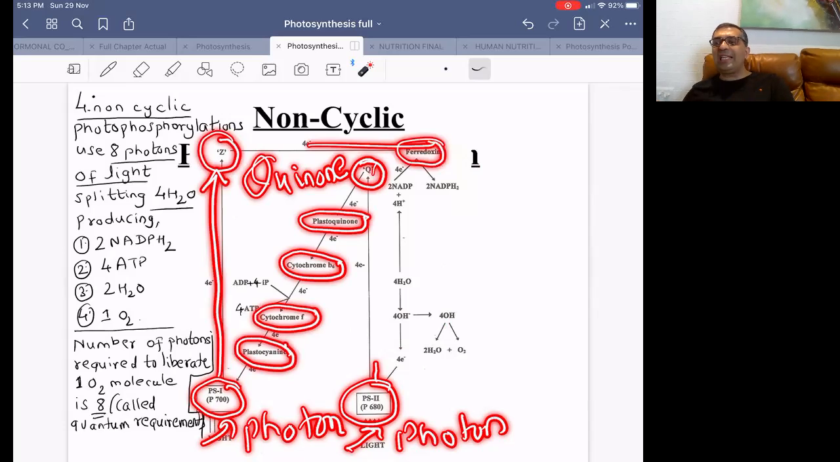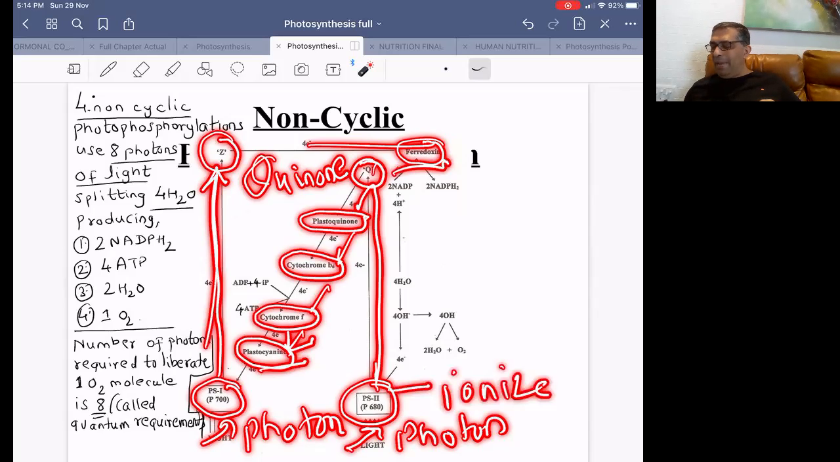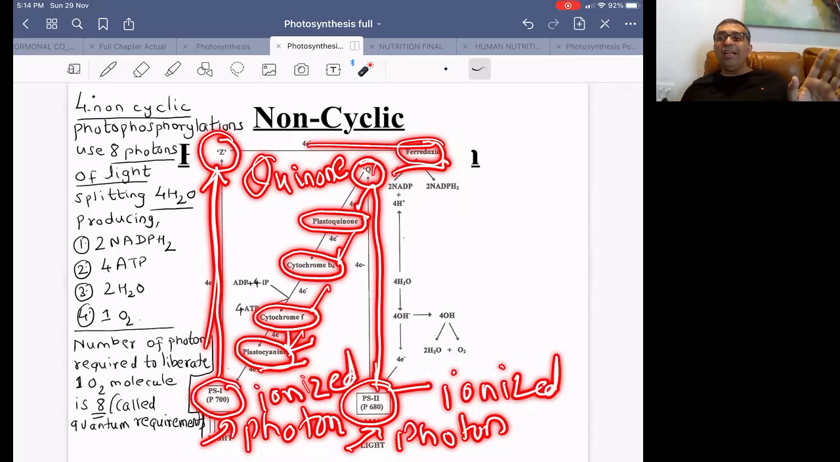So, अगर हम लोग pause करते हैं, PS2 का electron has gone to plastocyanine. तो PS2 का इलेक्ट्रॉन किसके पास है? प्लास्टोसियानिन के पास. और PS1 का इलेक्ट्रॉन किसके पास है? फेरिडॉक्सिन के पास. और पॉज को वापस प्ले करते हैं. Now PS2 on losing electron is ionized. PS1 on losing electron is ionized. And both PS2 and PS1 are not in ground state, they are in ionized state.